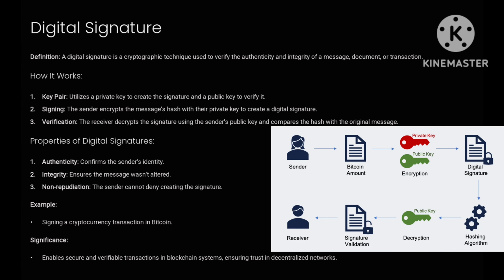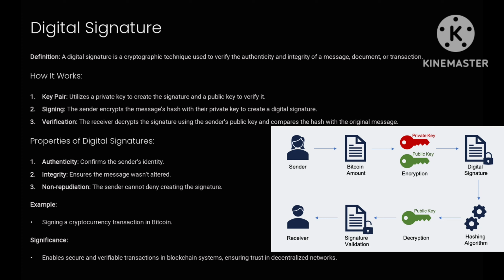Digital signature. Start with digital signatures, a fundamental concept in cryptography and blockchain. These signatures are crucial for ensuring secure, authentic, and tamper-proof communication in decentralized systems. Explanation of definition. A digital signature is a way to prove that a message, document, or transaction comes from a specific sender and hasn't been altered during transmission. It's like a handwritten signature but much more secure and impossible to forge due to the cryptographic techniques involved.